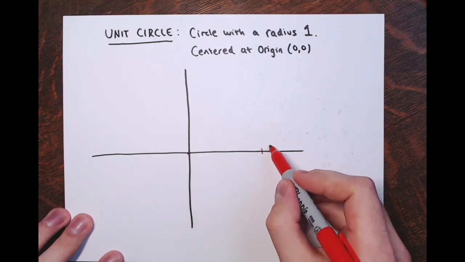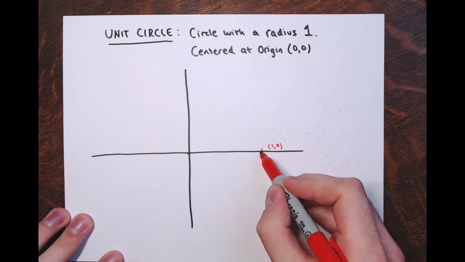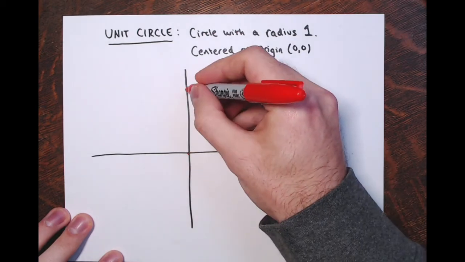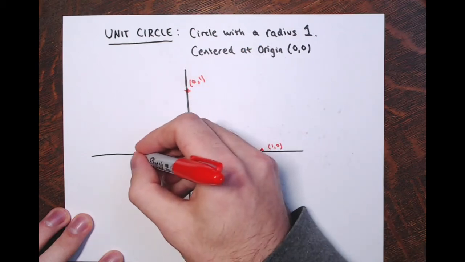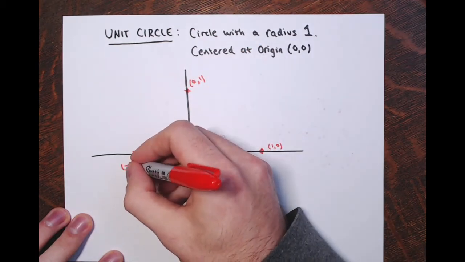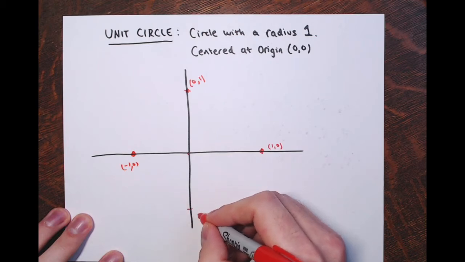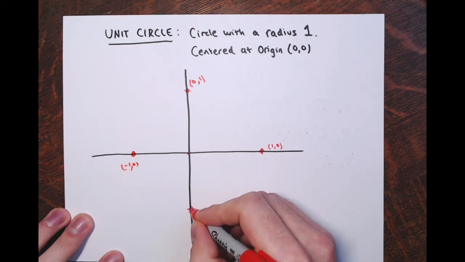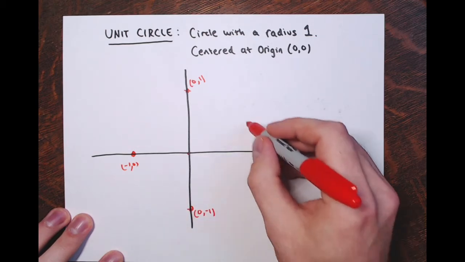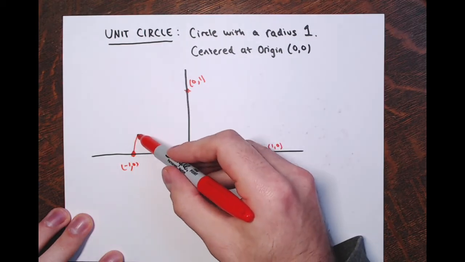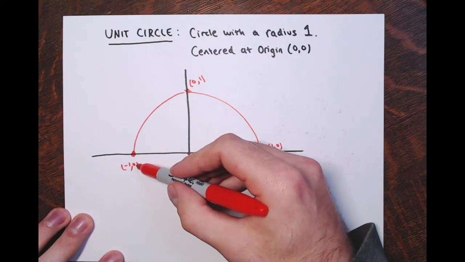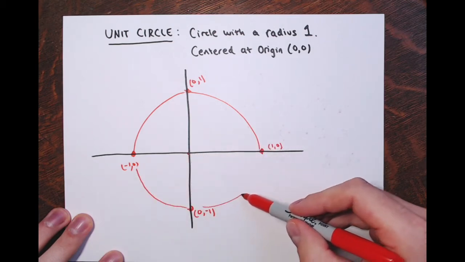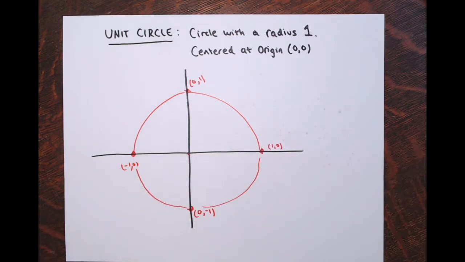If I were drawing a picture here, the unit circle has its center at the origin, and the point 1, 0 would be on it, and then 0, 1, and then negative 1, 0, and 0, negative 1. Again, this isn't a great drawing. And then all the points that are 1 unit away from the origin. Something like this. It's not a perfect circle, but bear with me here.